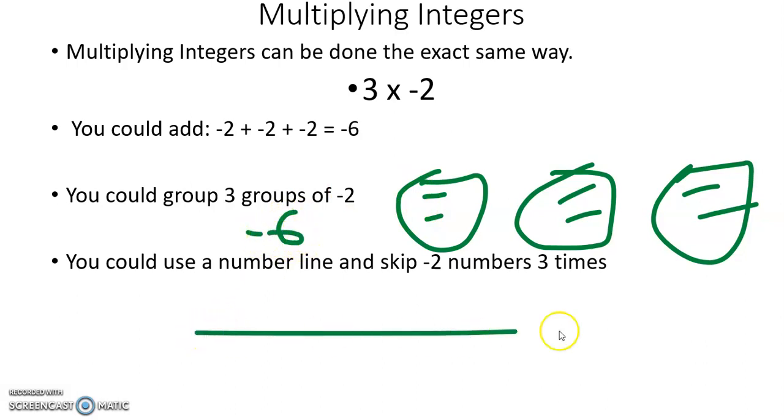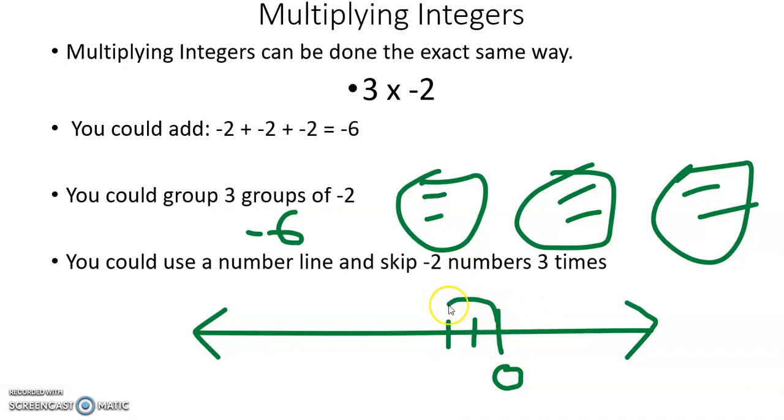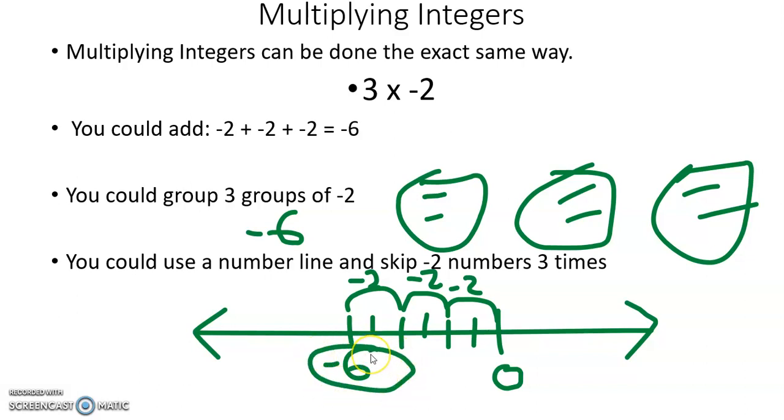Or you could use a number line and skip -2 numbers 3 times. So we start at 0 again, because we're going to skip -2 this time. So we skip 1, 1 jump in the -2 direction. Skip 2, 2 jumps in the -2 direction. Skip 2 more, 3 jumps in the -2 direction, puts us at -1, -2, -3, -4, -5, -6.